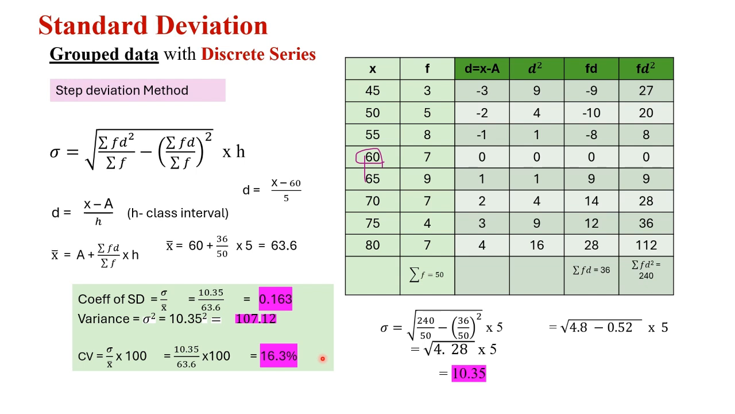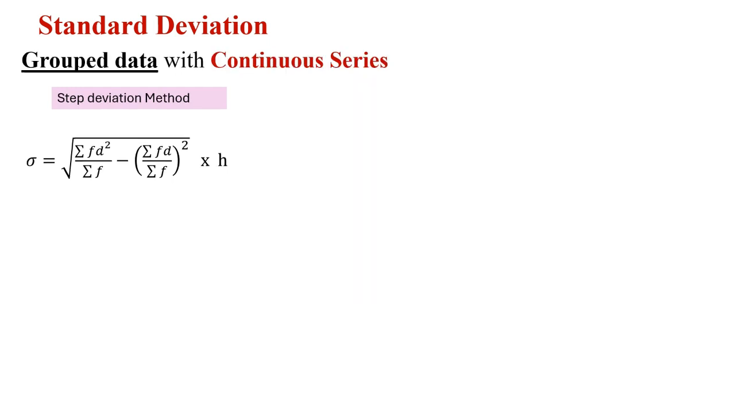Standard deviation for grouped data with continuous series. In this example, we use step deviation method, same formula, that is we need to multiply with h, which is the class interval. D here is x minus a by h, a is the assumed mean, x bar is a plus sigma fd by sigma f times h.